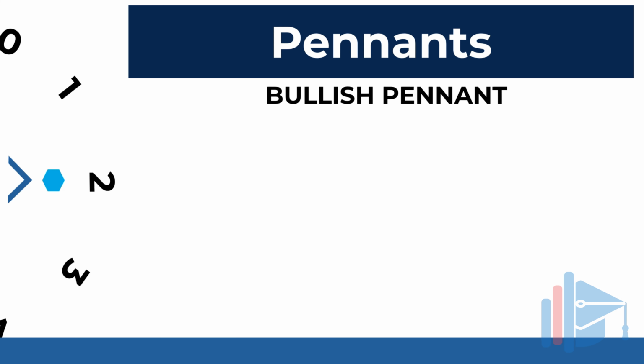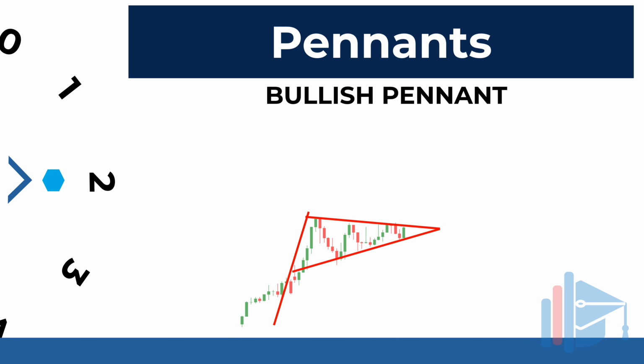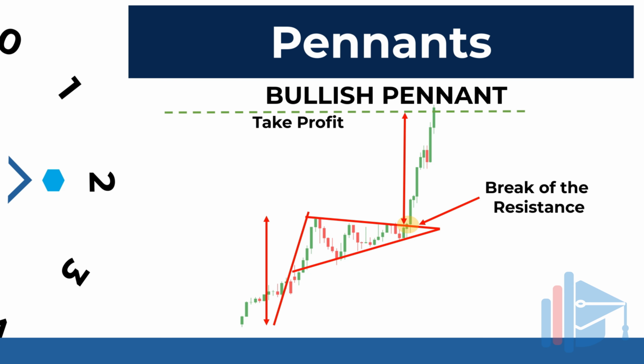A bullish pennant is characterized by a steep rise in price followed by a triangular consolidation. The breakout is expected to continue upward. To establish the price target, measure the length of the pole and project it upward from the breakout point.